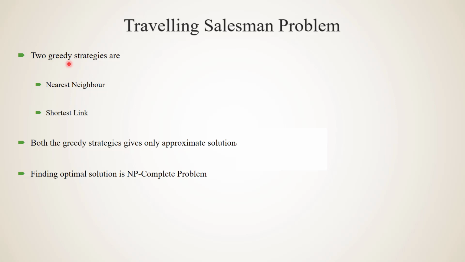Two greedy strategies are there. We already studied greedy algorithms: nearest neighbor and shortest link. Both greedy strategies give only an approximate solution. Finding the optimal solution is an NP complete problem. So here we are going to study two approximation methods based on greedy strategy. One is nearest neighbor, next is shortest link. Approximation algorithms, as we already discussed, give a near optimal solution. They are relevant because finding the optimal solution is an NP complete problem. NP complete also we have discussed in the previous videos.